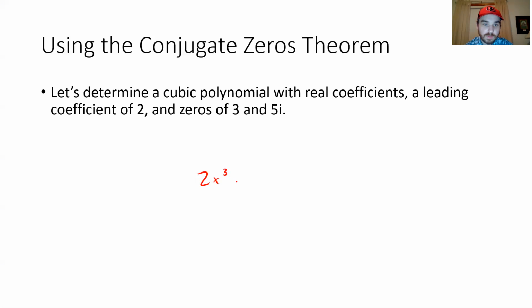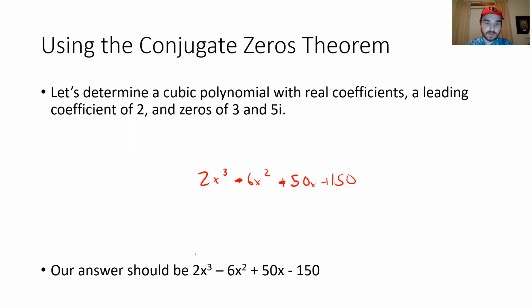2x cubed plus 6x squared, or was it minus? Might have been minus. See, I forgot it. Plus 50x minus 150. Is that right? I don't remember what the symbols were. Point is, okay, there. That's what it should have been. I had it right the first time. So 2x cubed minus 6x squared plus 50x minus 150. All right.